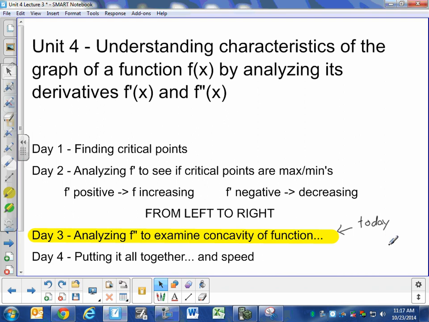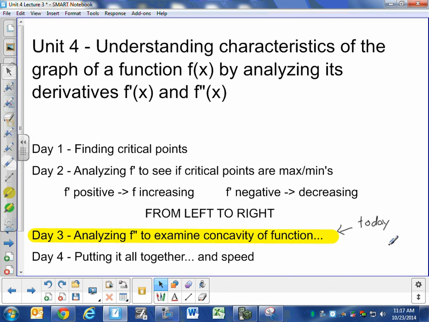So the entire unit has been on understanding the characteristics of a function by analyzing its derivatives. First day, we found critical points. That's when we have a horizontal tangent or a tangent that's undefined. Day 2, we then saw if those locations of those critical points are maxes and mins. We discovered that by analyzing f prime from left to right. If it was positive, we know f is increasing from left to right. If f prime is negative, we can see that f is decreasing from left to right.